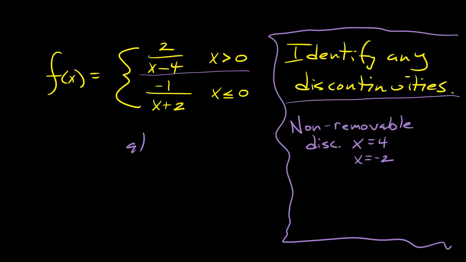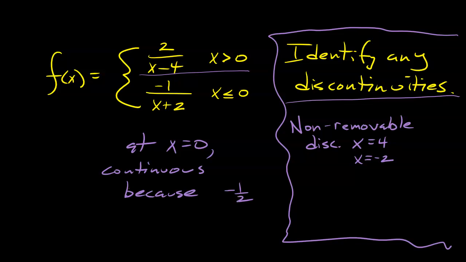Because, yeah, in that section, yep. At x equals 0, it's continuous, because if I plug 0 into both of them, they both equal negative 1/2. So because both sides are coming together at the same height, it's continuous at x equals 0, but they both had a vertical asymptote in their respective sections. So those were both non-removable. So very good if you guys got that.